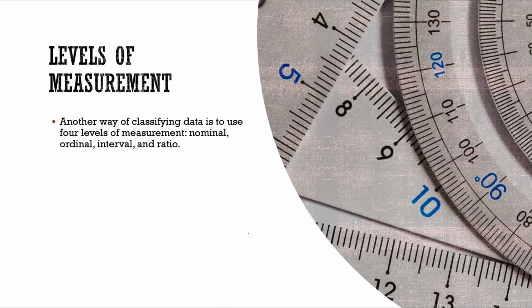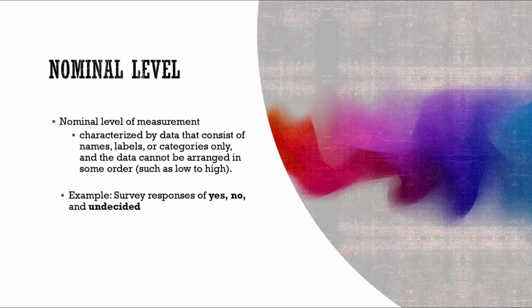So the lowest type is the nominal level. And the thing that's easy about nominal is it's pretty much the same thing as categorical data. If I have data that is only categories, yes or no, names or labels, and the data cannot be arranged in some order, such as low to high, that's a pretty good example.